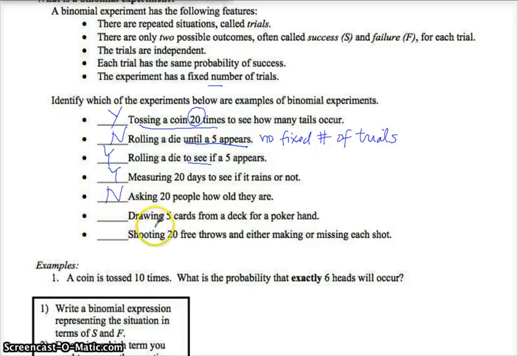Next one. Drawing 5 cards from a deck for a poker hand. Well, no, again, there's not only two possible outcomes there. We could have many different possible outcomes for that 5-card hand, therefore, that's also a no. And the last one, shooting 20 free throws and either making or missing a shot. So yes, I have a definite amount. There's only two possible outcomes. One doesn't depend on the other. So I would go with yes there.